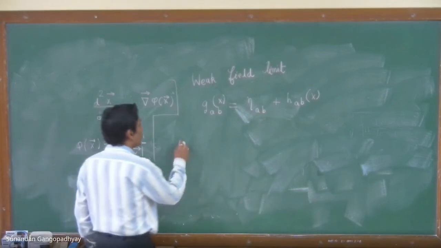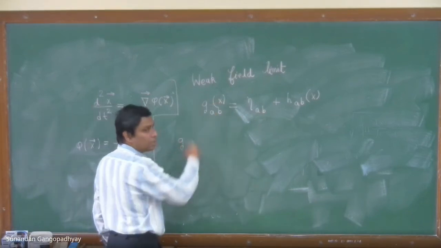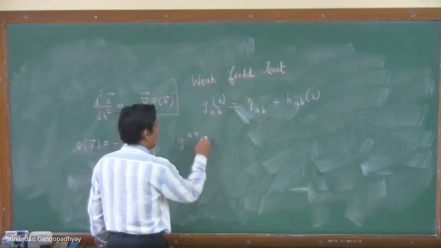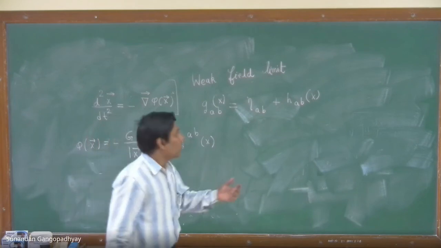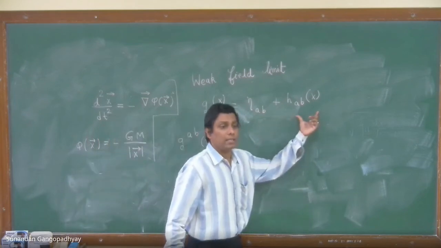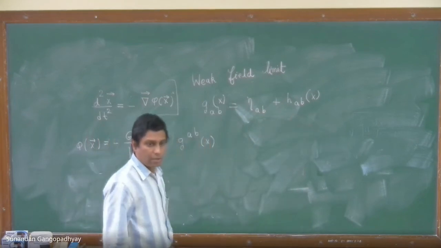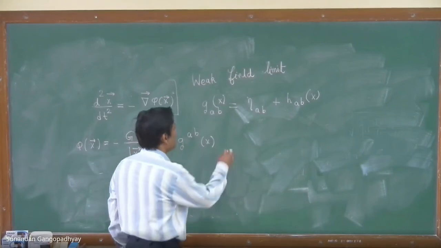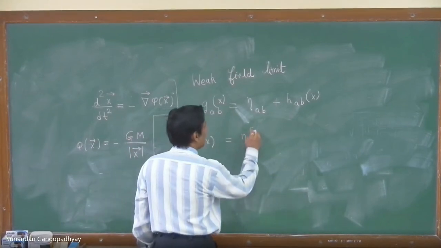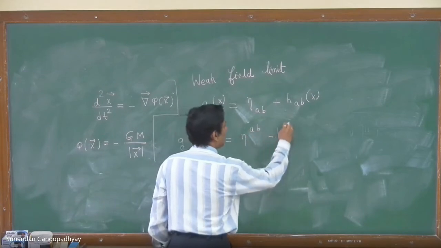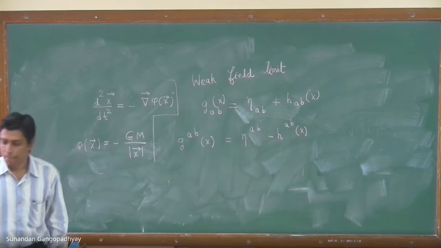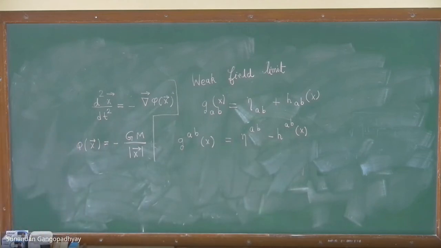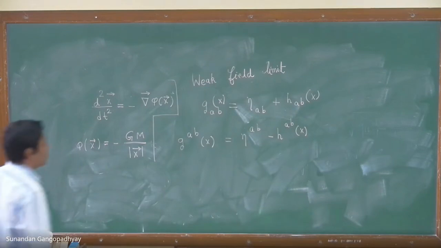So immediately what we should do is calculate the inverse of this. What will be the inverse of this? We shall keep terms only up to first order in h. This is our approximation, to which we are working. So this will be what? This is the inverse, approximately to this order.